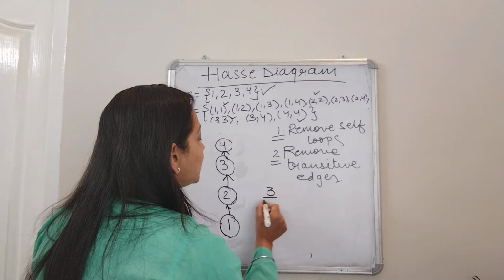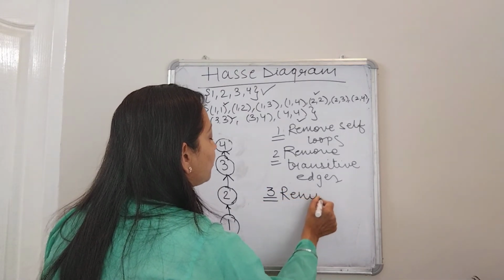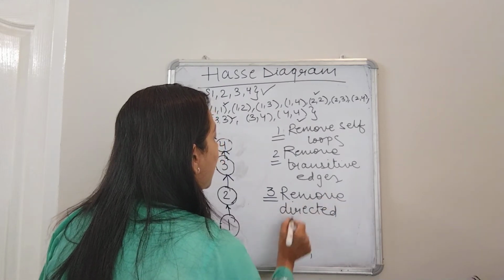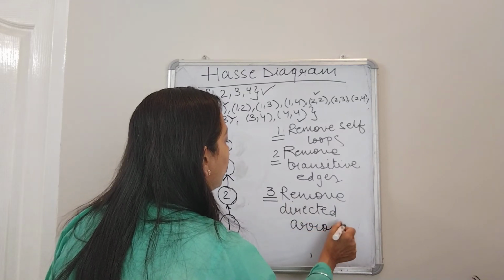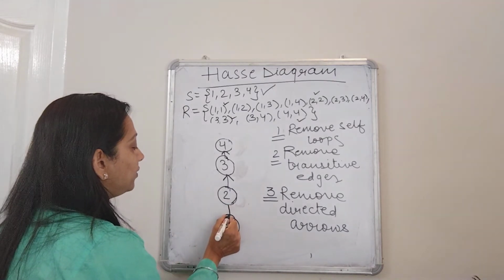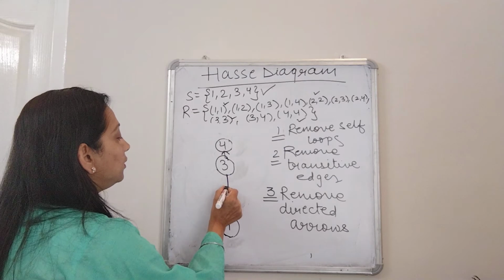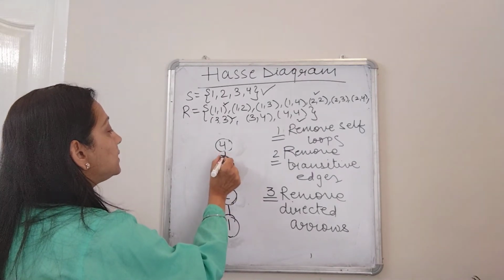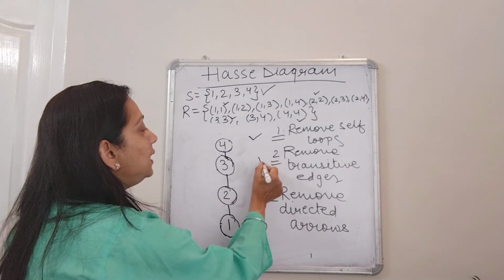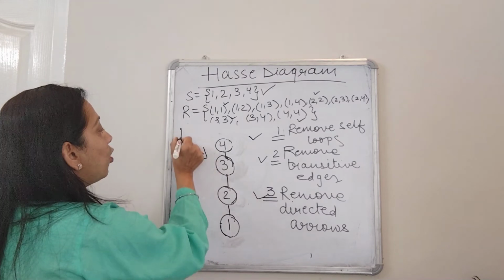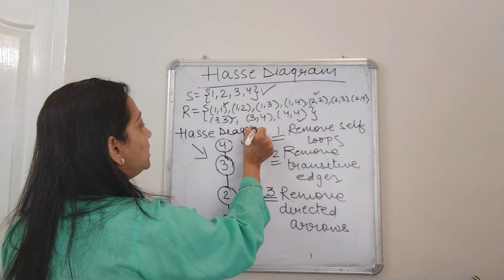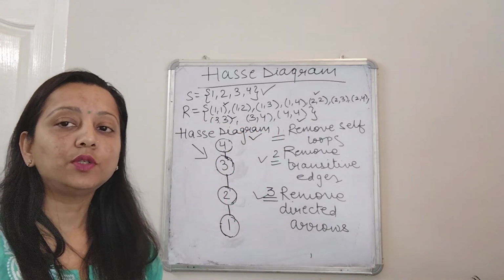Now the third and the last step says remove all the directed arrows, because we know that the relation would go from top to bottom. So I make this an undirected graph like this. So this simplified version of the graph that I have got after performing these 3 steps is now what you can call the Hasse diagram. So this is all about Hasse diagrams.